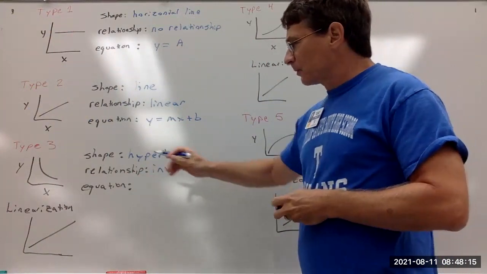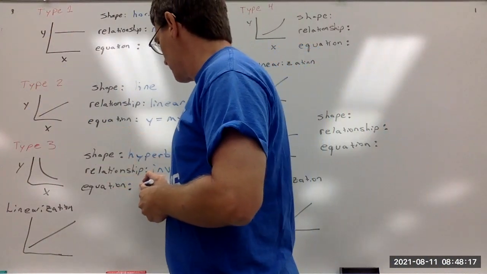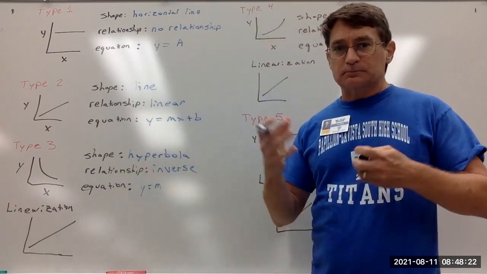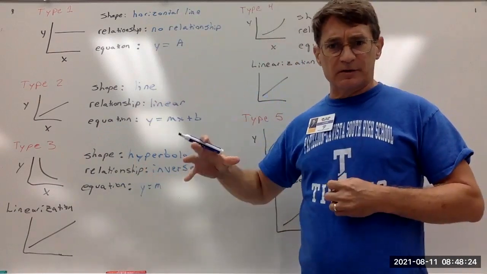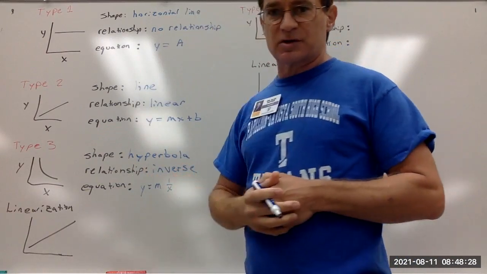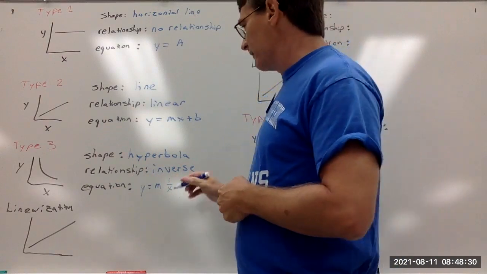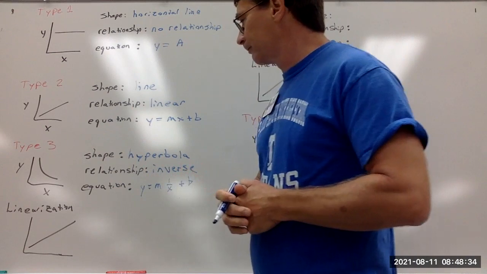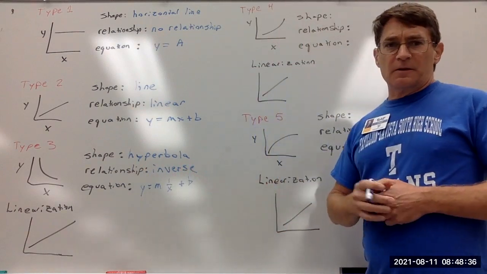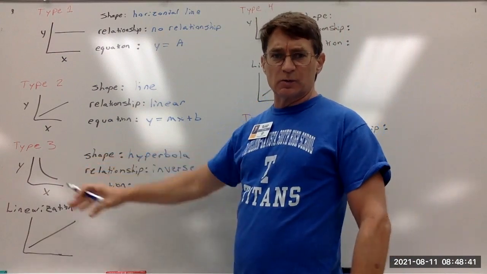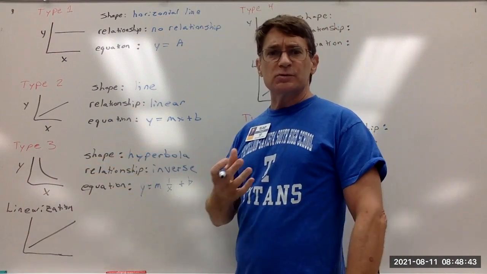The equation, well, in fact, our equation is going to say y equals m, instead of x, since one goes up and the other goes down, they're inversely related. The inverse is a reciprocal. So we're going to say y equals m times 1 over x plus b. The problem is we don't like curved lines. We don't analyze those so well. So what we try and do is linearize it.